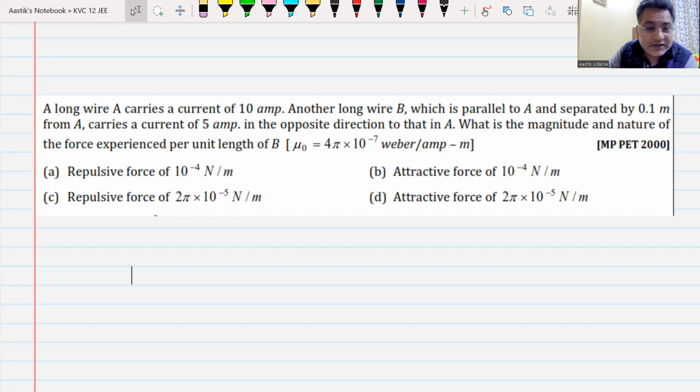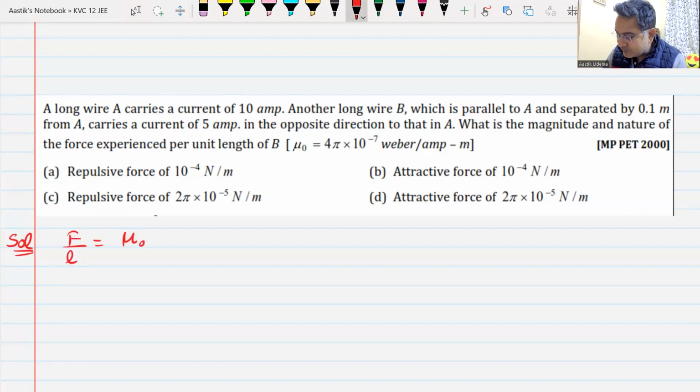Okay. Let's wait for the answer then. I'll give you 2 minutes. So, what is the force between two parallel wires, force per unit length. We have already seen the formula for force per unit length. The force per unit length between two parallel wires is mu naught by 2 pi I1 I2 divided by R, where R is the distance between them. You just have to put the values and you will get the answer. You will get the answer as 10 raised to the power minus 4 Newton per meter. That is the answer that you are going to get.